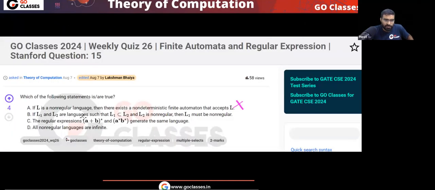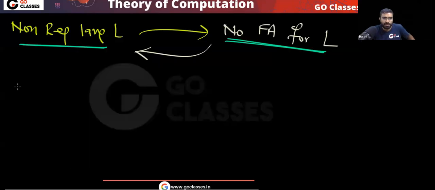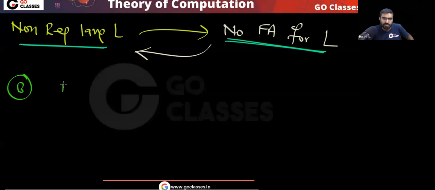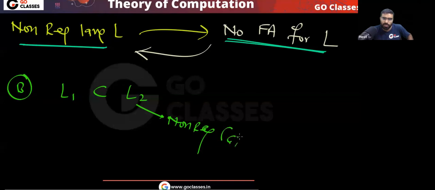If L1, L2 are languages such that L1 is a proper subset of L2, and L2 is non-regular, then L1 must be non-regular. What about this statement? This is also false. What is the counterexample? See, what is option B saying? Option B is saying that L1, L2 are languages such that L1 is a proper subset of L2, and L2 is non-regular. This is given to you.